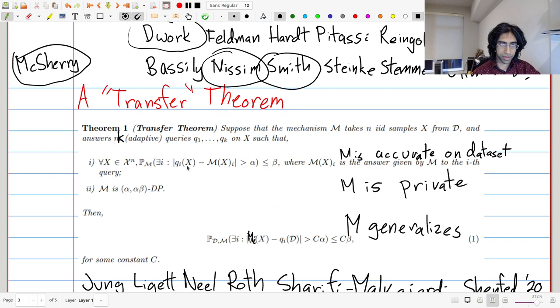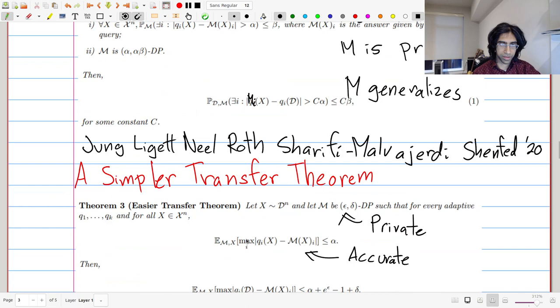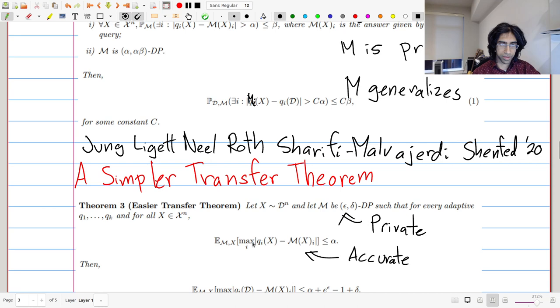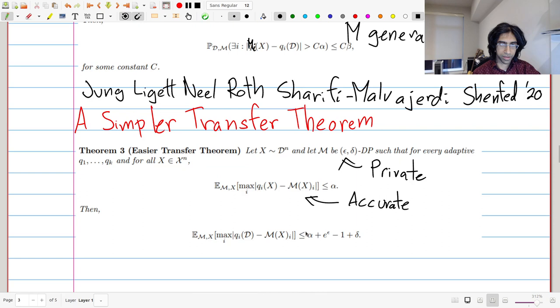Before, we wanted that the probability that any query that went through this has large error is less than beta. Whereas this time we just want that the expected maximum error is going to be less than alpha. So this is an expectation bound instead of a high probability bound like we had before. So if the algorithm is accurate in expectation and is private, then you have the following type of generalization bound.